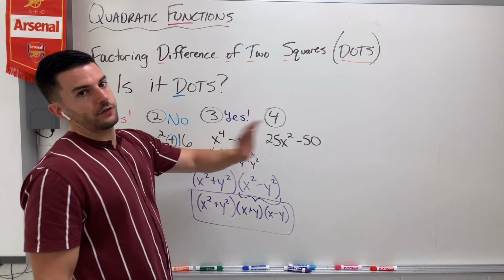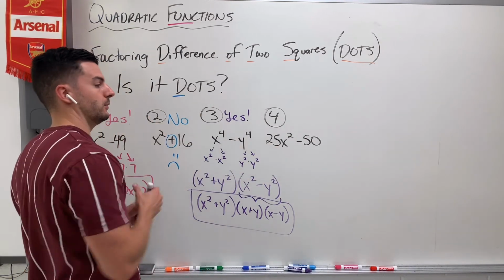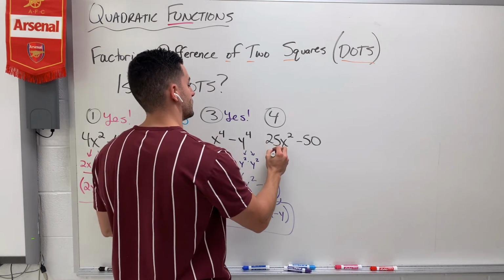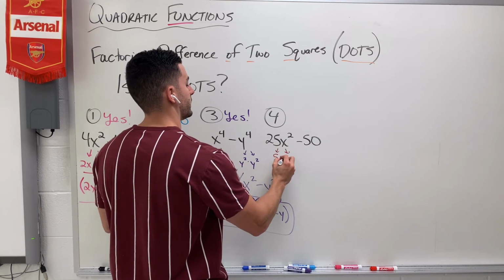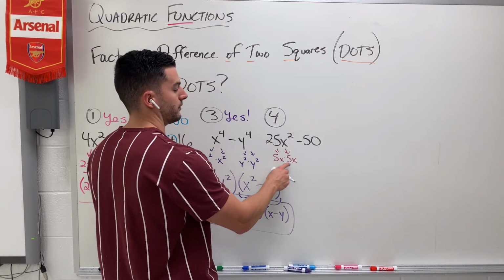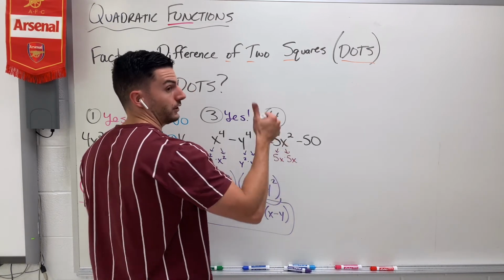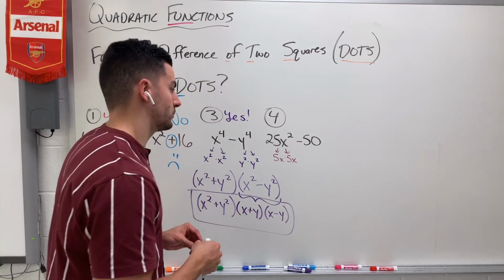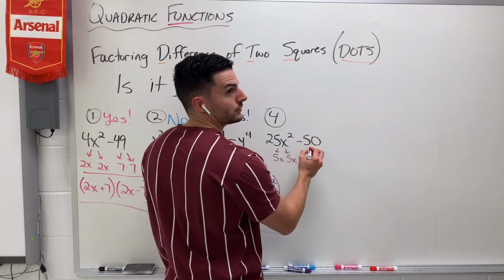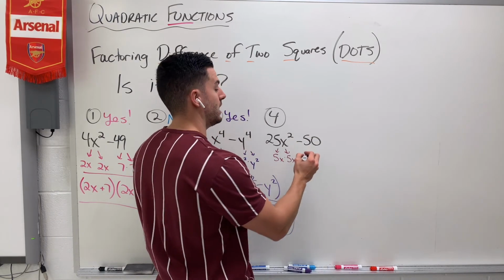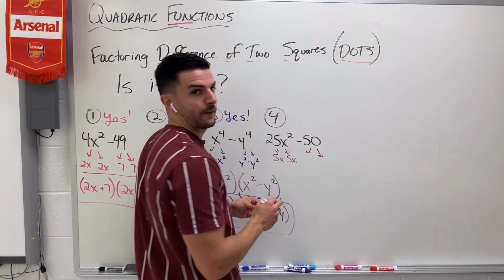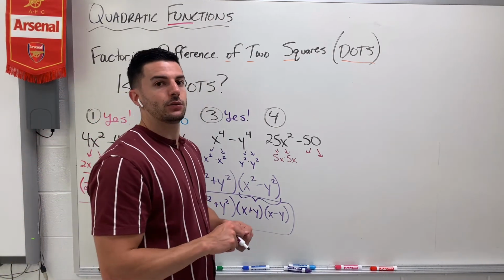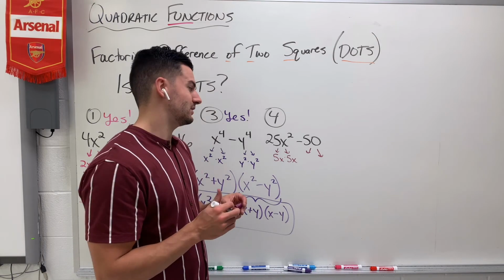Number 4, 25x squared minus 50. Okay, tricky one. 25x squared. Is that a perfect square? Yes, it is. 5x times 5x. 5 times 5 is 25, x times x is x squared. Passes the test. That's a perfect square. Subtraction. Yes. Good. 50. Uh-oh. 50. What times itself equals 50? Well, 10 times 5, but that's not something times itself, right? 25 times 2, that's not something times itself.